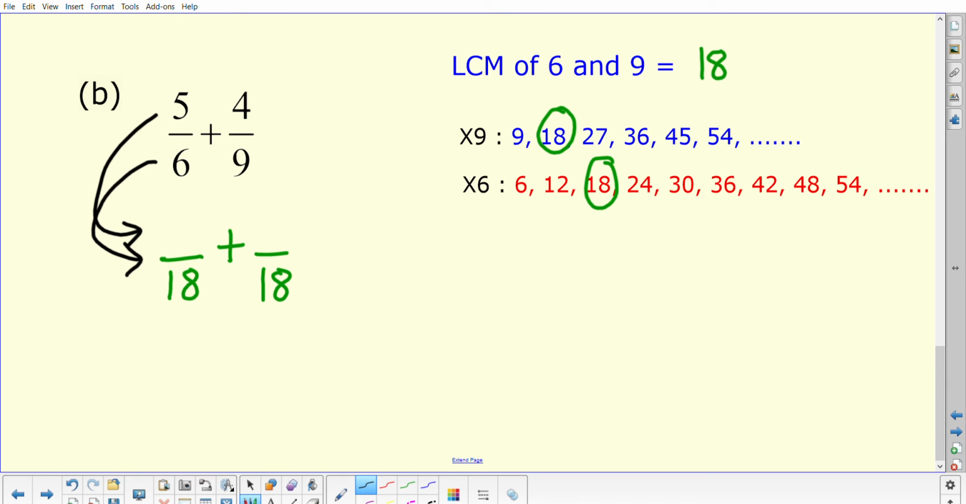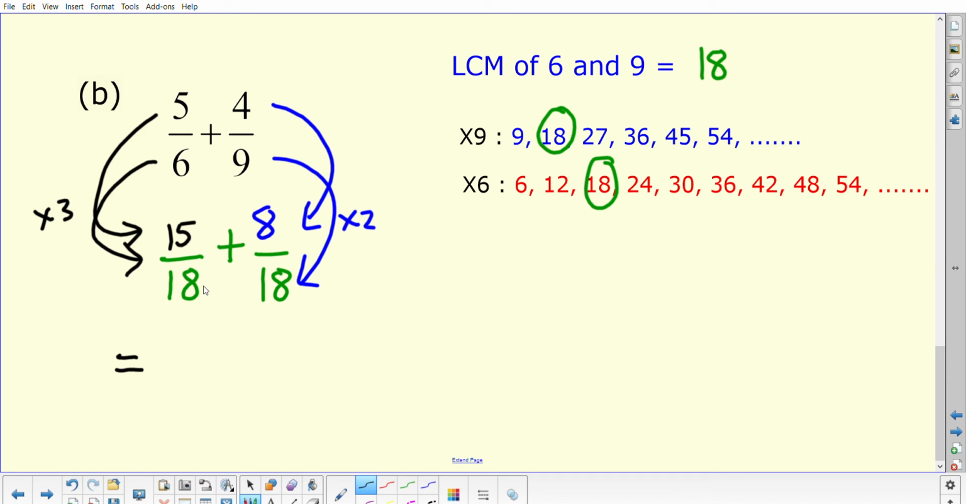And of course, if you change the bottom number of your fraction, you also need to change the top number. So here, to change from 6 into 18, you have multiplied by 3. That means that we're going to have to times the 5 by 3 as well. So we will have 15 on the top there. To change the 9 into 18, you've multiplied by 2, so you also need to multiply the 4 by 2. So you will end up with 8 on the top of that fraction.